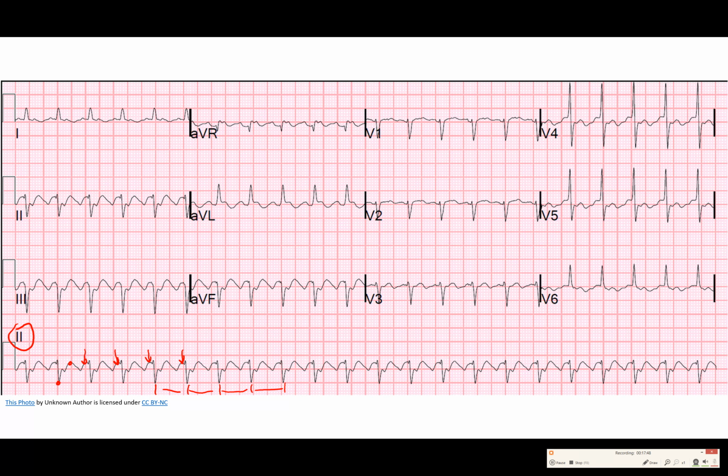If we go back to step 1 of our 6-step process, step 1 is rate. If you look at the rate, we can try to do our cheat and find a QRS that sits on a bold line. Here's one. We would say that's 300, that's 150, and it's just off of 150. It's very close to 150.